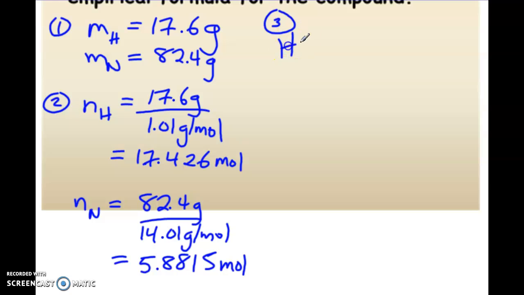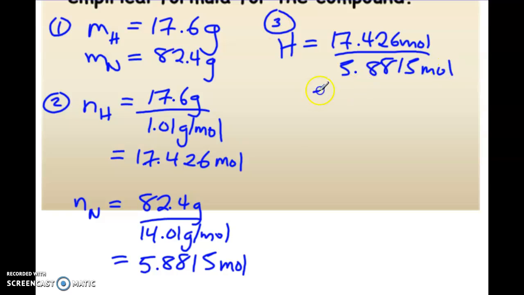So for hydrogen, this is going to be 17.426 moles divided by 5.8815 moles, which equals, so 17.426 divided by 5.8815. So we get 2.96, but remember if it's within 0.1, we can round that. So you're only rounding at this third step here when you're doing your ratios.